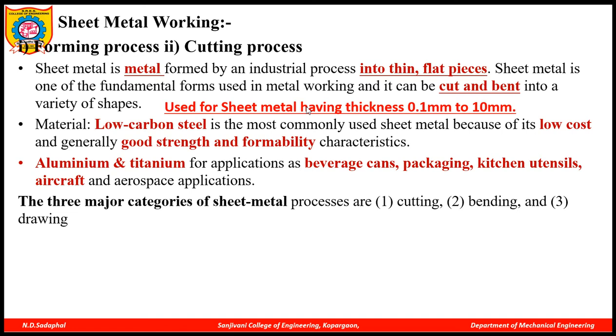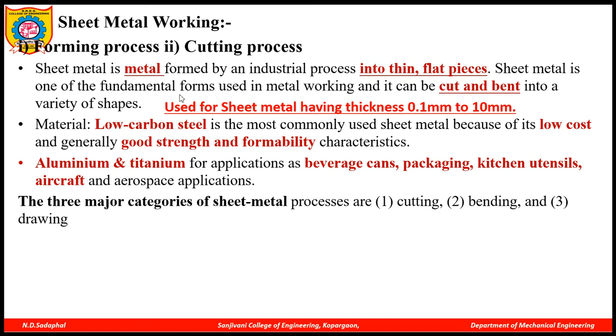Now the next process is sheet metal working. So what is a sheet metal working process? There are two types of sheet metal working: one is the forming process and the second is the cutting process. Before that, we'll see what sheet metal working is.